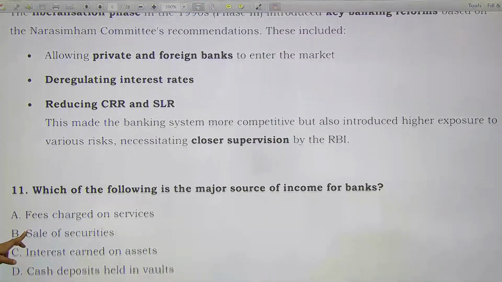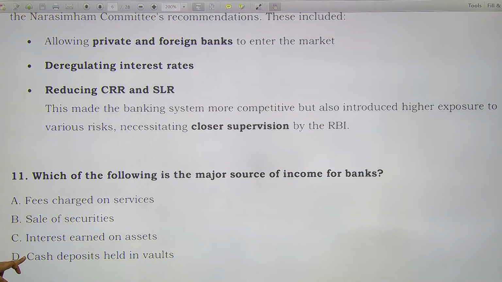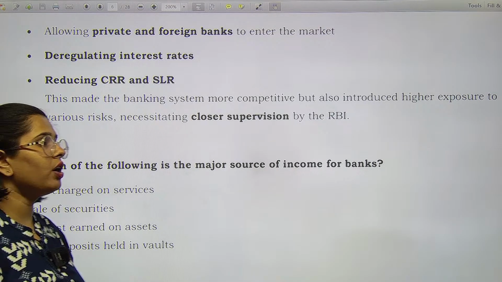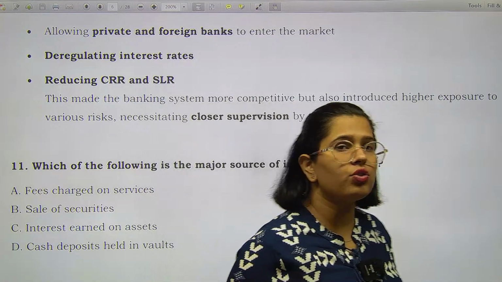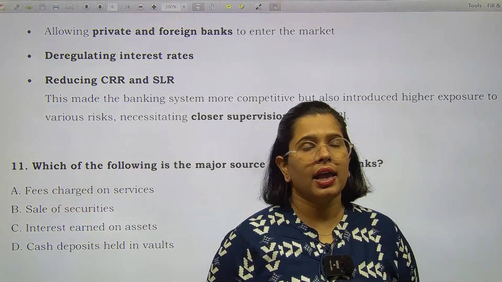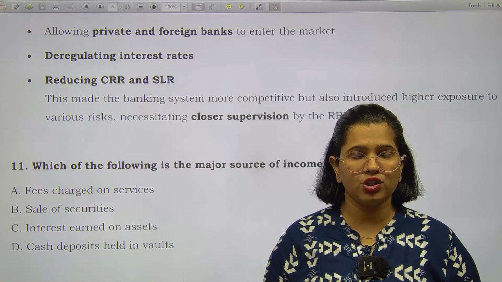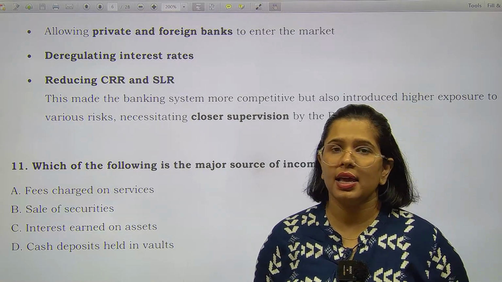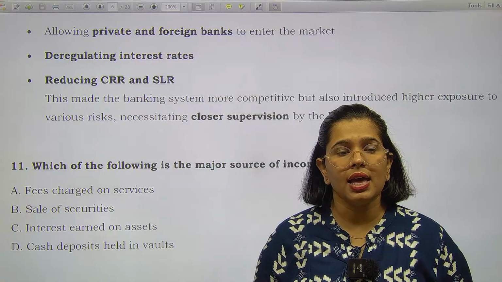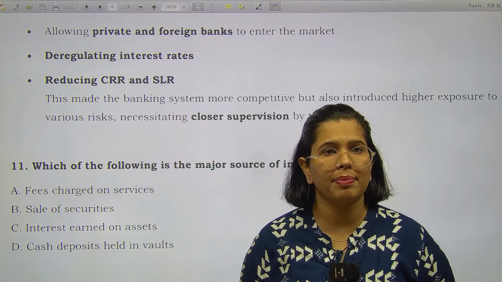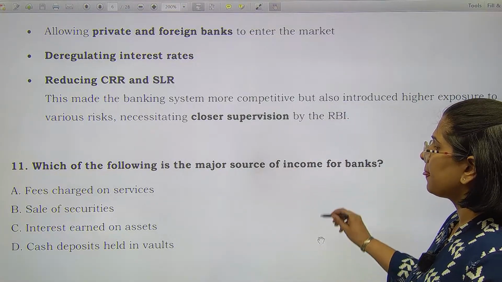Next we have: which of the following is the major source of income for banks? What is the major source of income? Fees, sale of security, interest earned on assets, cash deposits held in vaults. So out of all the sources of income that a bank has, interest earned on the assets is what forms the major income source for banks. In the upcoming questions, you will see how interest margins also impact the bank's business, right?